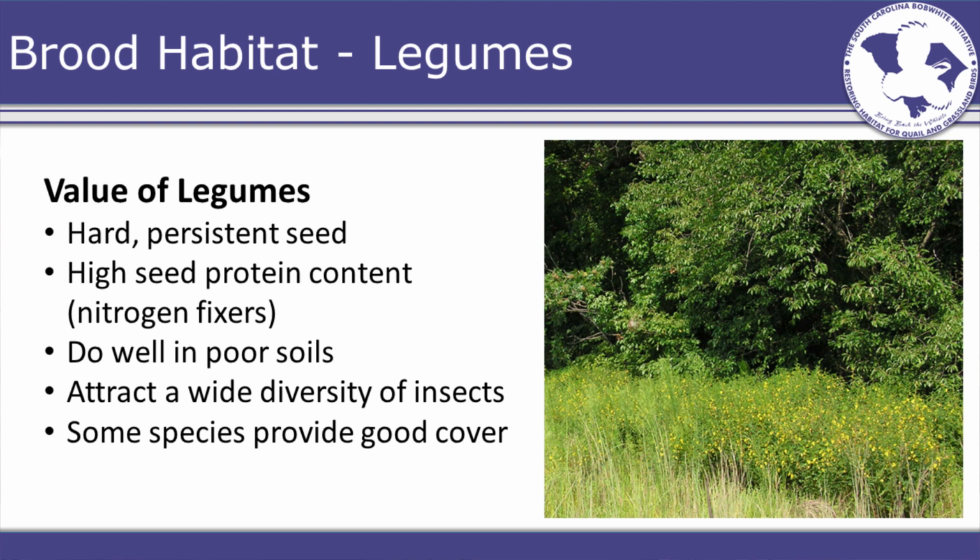So you get reseeding naturally from these. The seeds, as I said, have a very hard coat, but the birds are able to digest that coat, and there's a lot of good proteins and other nutrients in those seeds that's important. It's also a nitrogen fixer, so it can grow on poor soils. It attracts a wide diversity of insects. You see some of these plants, goat's rue and some of the other legumes, partridge pea, you'll see a lot of bumblebees, you'll see a lot of other insects associated with it. And again, some species provide good cover.